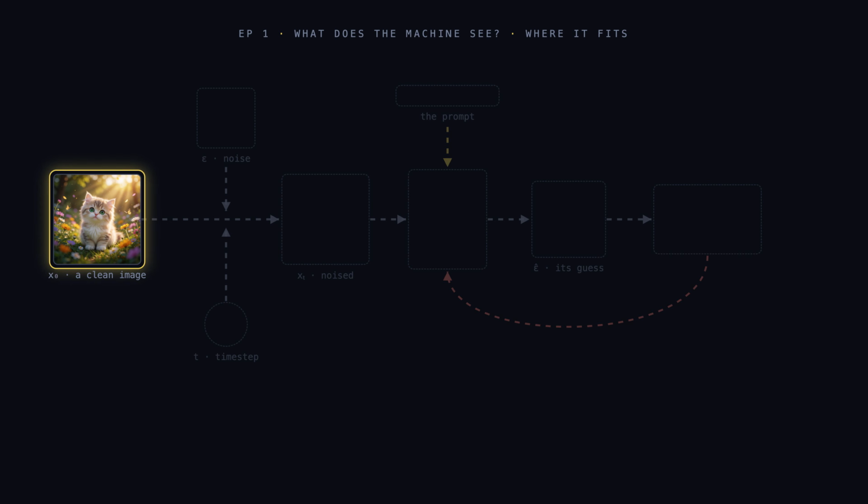On our training diagram, the clean image is called X0. This is the original image before we add any noise. Now that we have the clean image, we need the second ingredient, the noise itself.